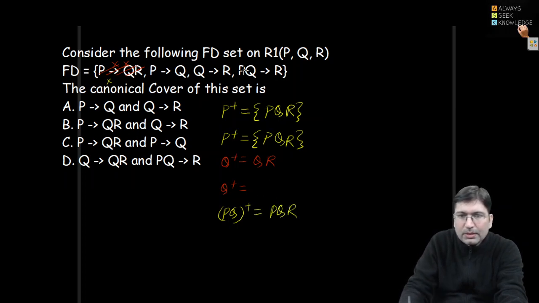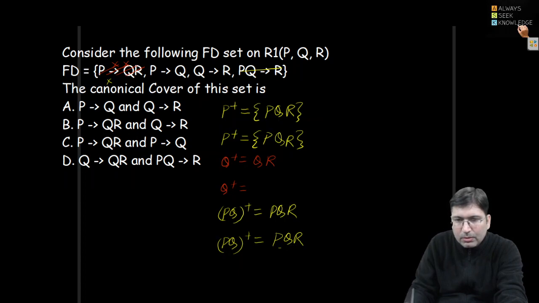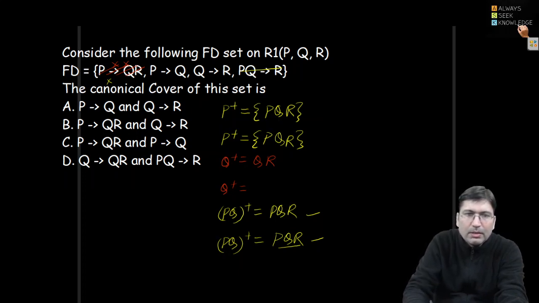But if you do not consider this rule, let's say, can the remaining two rules derive this or not? If you calculate the closure of PQ now, it will give you PQ, and here P can generate Q and Q can generate R. So you will get R also. You get the same thing even though you have not considered PQ implies R. That means it is redundant. So this one I am also crossing.